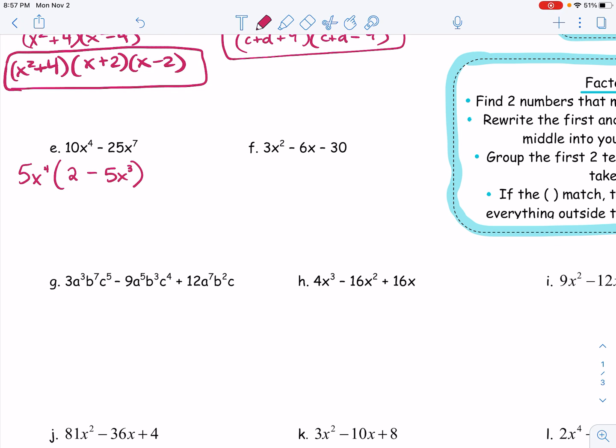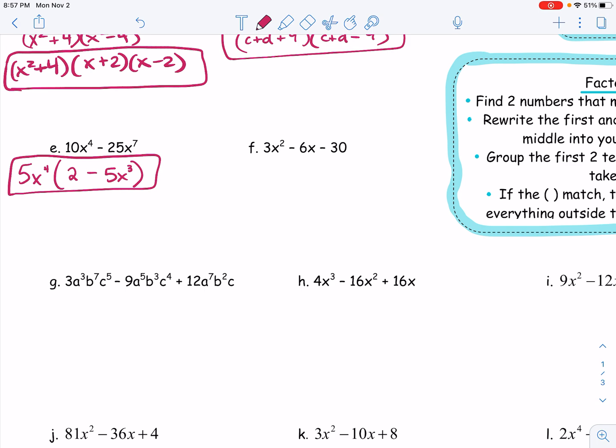Remember when we divide things with exponents, we subtract the exponents? So I'm technically taking x to the seventh and dividing by x to the fourth, which is just going to be x to the third, subtracting the exponents. Now, when I look inside the parentheses, there's nothing left that I can do. So this is completely factored.